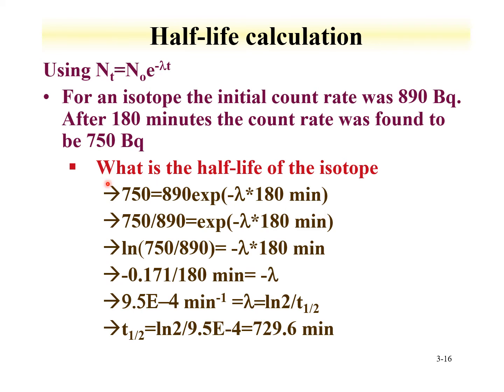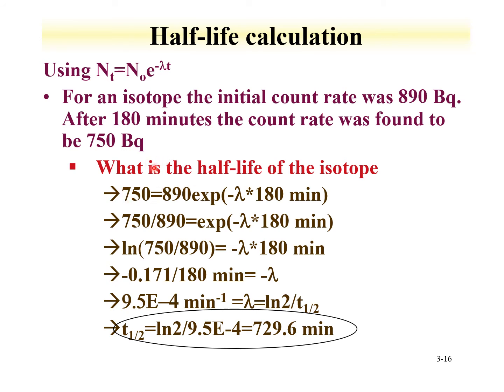Well, activity at a given time is equal to activity initial e to the minus lambda t. Solve for lambda. We get lambda, and it's in minutes because we're looking at minutes. We get a value equal to 9.5 times 10 to the minus 4 inverse minutes, and lambda equals log 2 divided by the half-life. So the half-life is equal to log 2 divided by this value, which is 729.6 minutes.